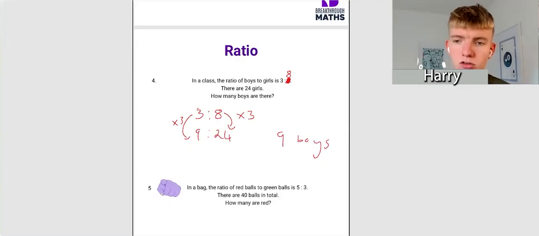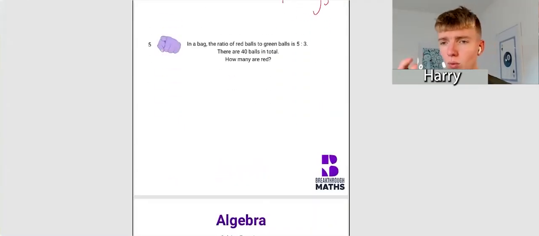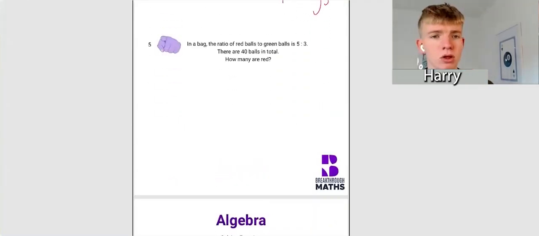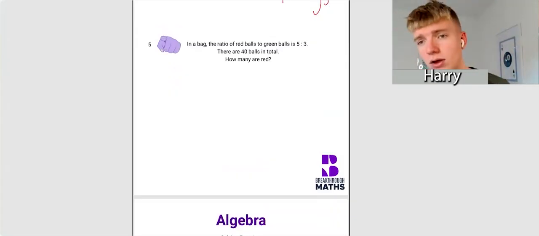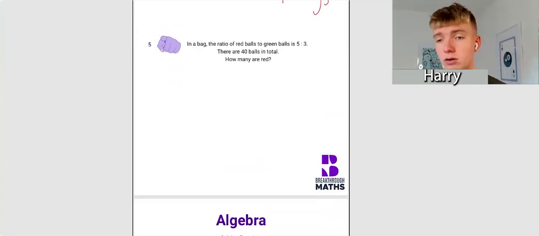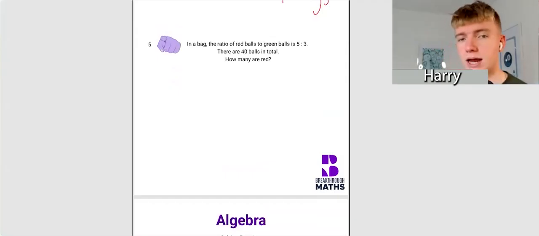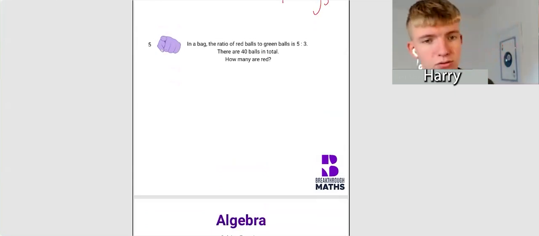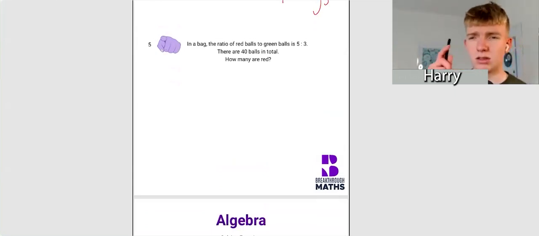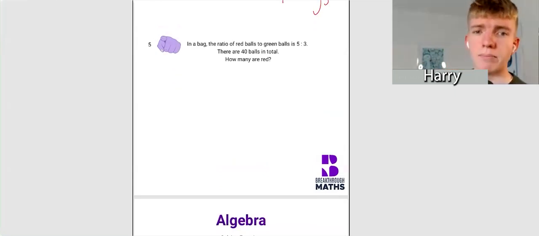Right, finally, guys, the last question on ratio, and then we've got one more topic and we're done. In a bag, the ratio of red balls to green balls is 5 to 3. There are 40 balls in total. How many are red? Okay, try this by yourself. If you don't know, I'm going to show you the answer in a minute anyway. So pause the video. You've got 3 seconds. Perfect. Okay, I guarantee those of you that did that have got this right.